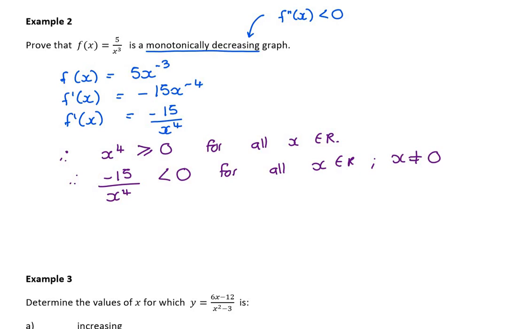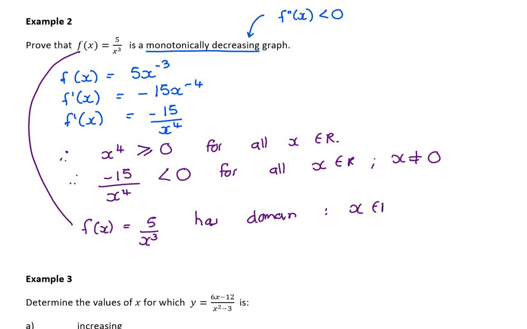And so this is technically always less than 0, for... sorry, let me say that again. So this derivative is always less than 0 for all x is an element of reals, but x is not equal to 0. Now you might say, oh, but then if x is 0, then the graph might be stationary. But just be careful. This particular function, f of x equals 5 over x cubed, has a domain which is x is an element of reals, but x is not equal to 0.